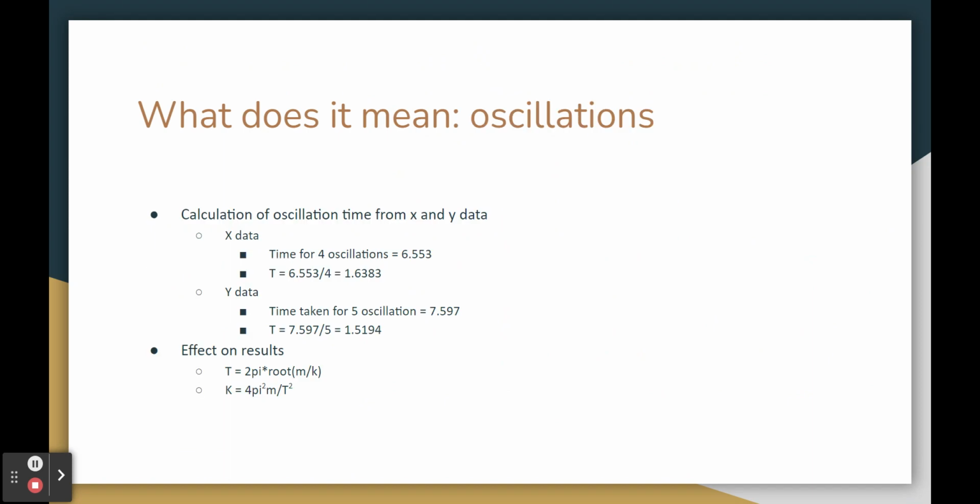And then what does it mean for the oscillations? So we have x and y data here, which I used to calculate x oscillations and y oscillations. And then effectively at the end, we can do a calculation for the time T, and what k is in relation to T. You could likely do this more accurately if you did an average between them, or did totally independent mappings, but that's hard to do.